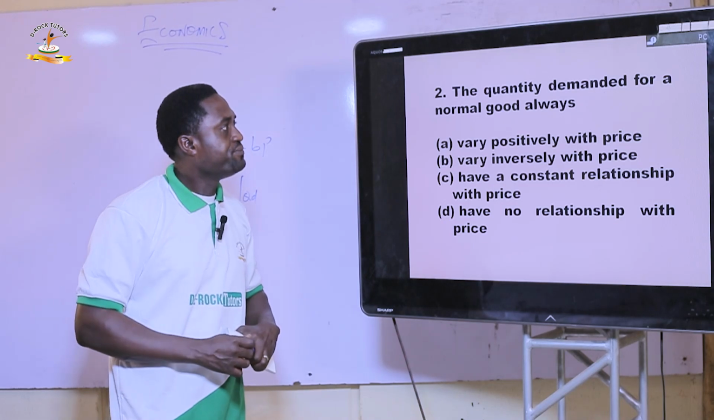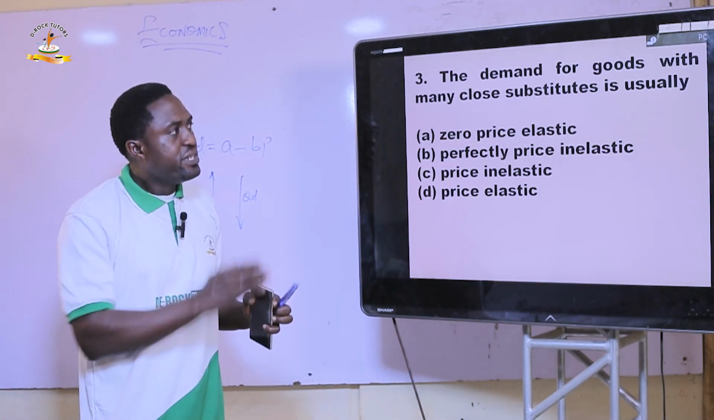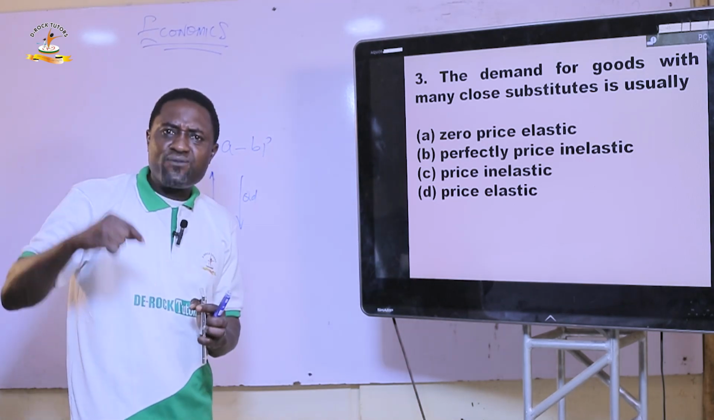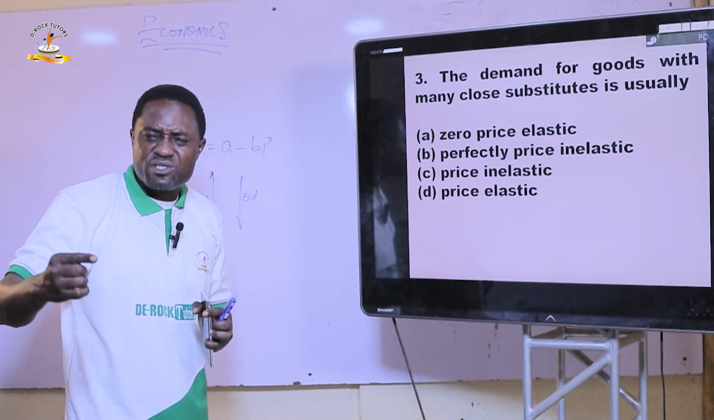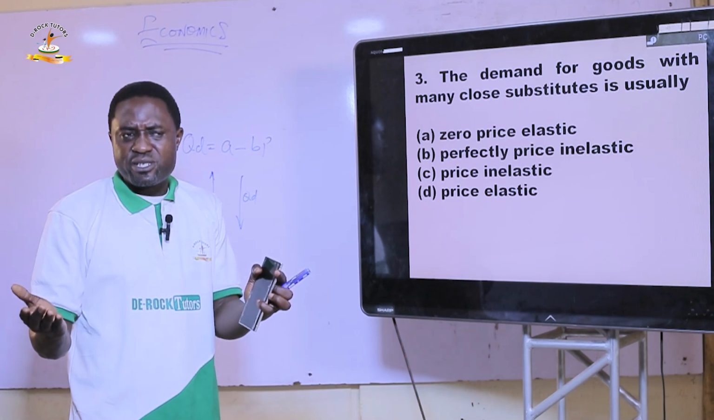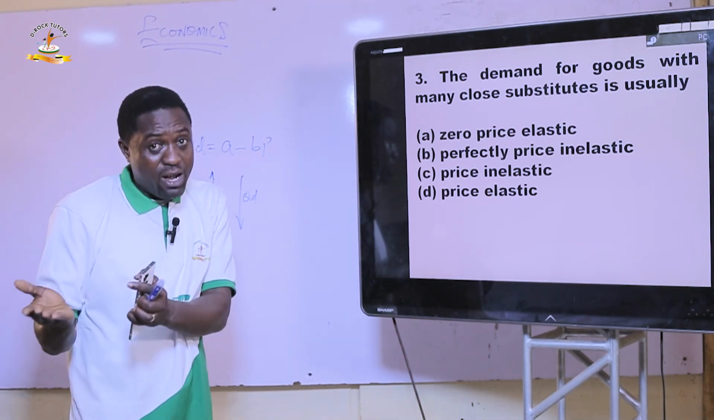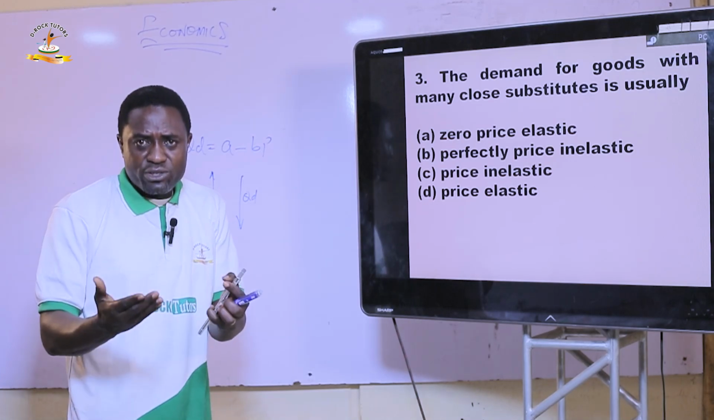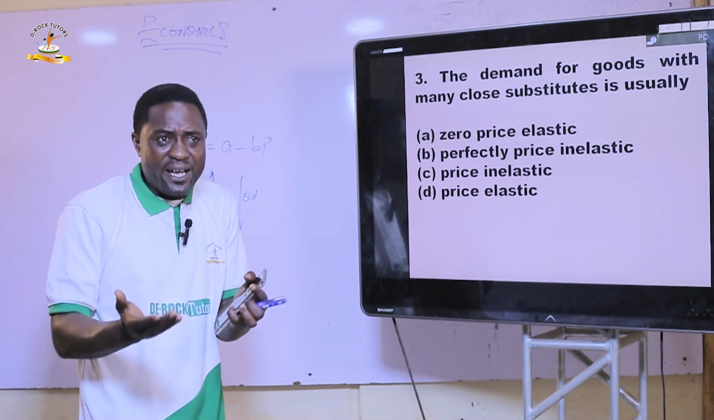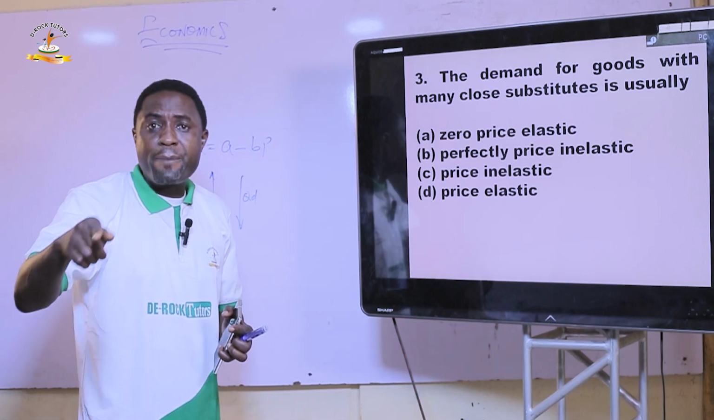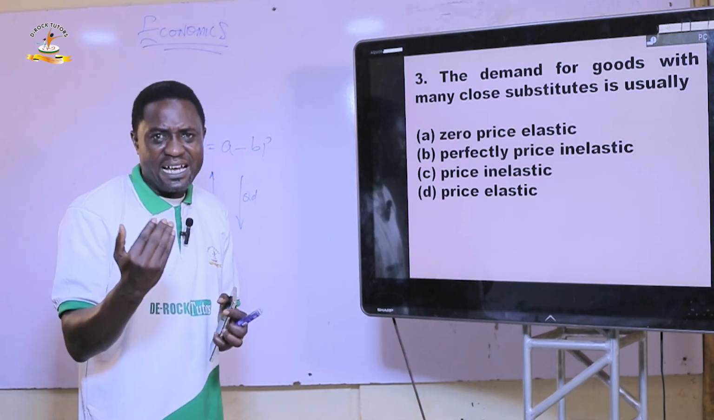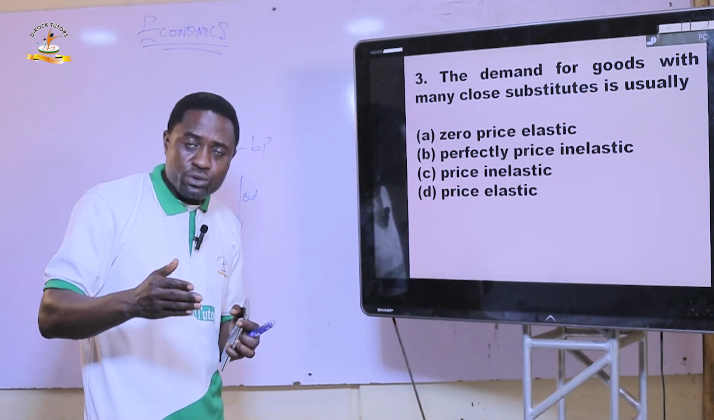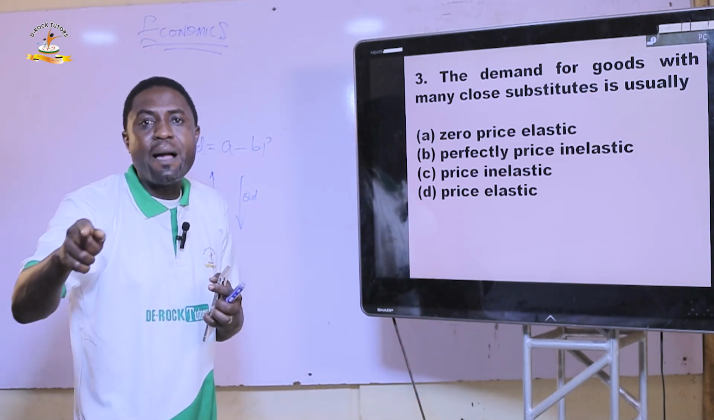The next question. Question 3. The demand for goods with many close substitutes. For example, close substitutes, we can talk about Pepsi and Coke. If you get to the market and you cannot find Coke to buy, you can decide to buy Pepsi because they taste alike. If you get to the market, maybe you want to buy Bonvita and they tell you that Bonvita is not available, you can decide to buy Milo.